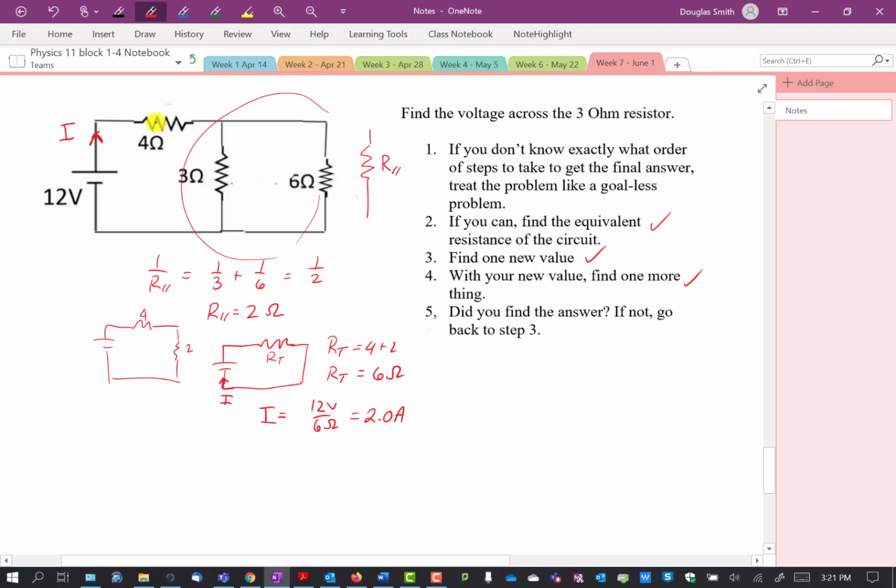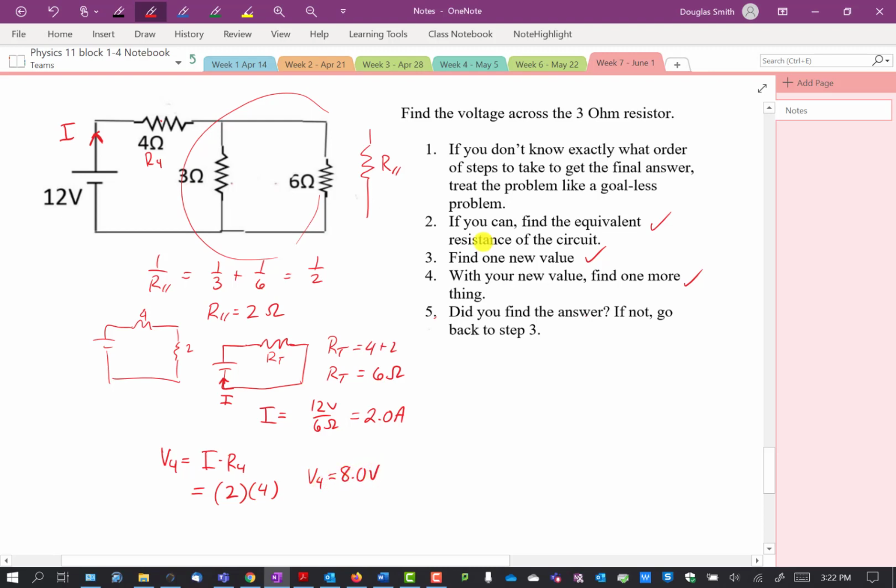And because I know that current, I can figure out the voltage across, I'll just call this R4. Okay, so let's do that. I'm going to find the current through R4, or sorry, the voltage across R4. So V4 is equal to I times R4. So that's 2 amps times 4 ohms. So V4 is equal to 8.0 volts.